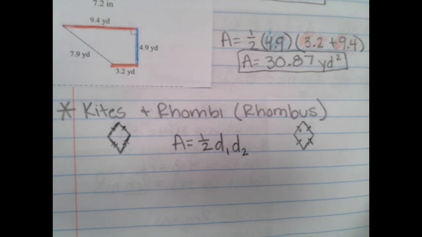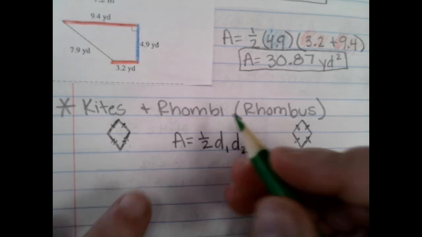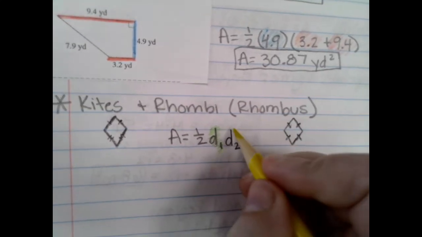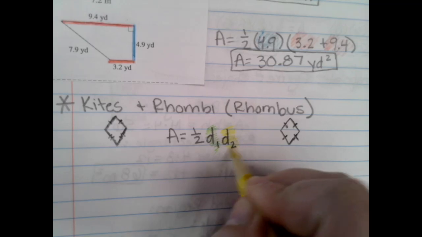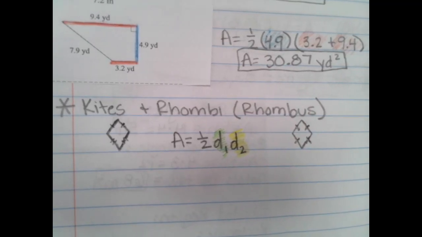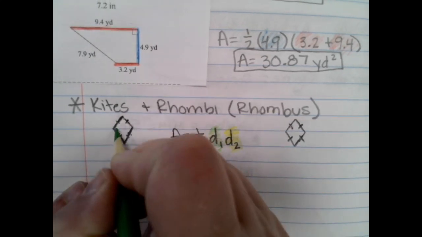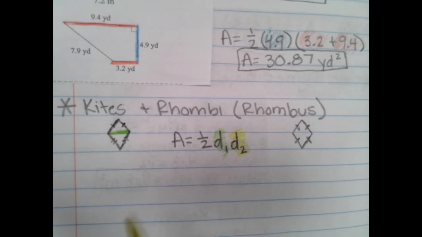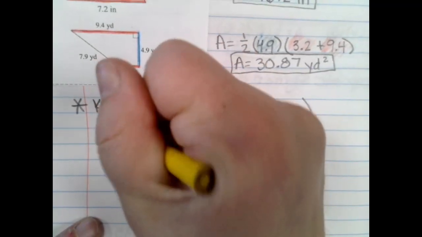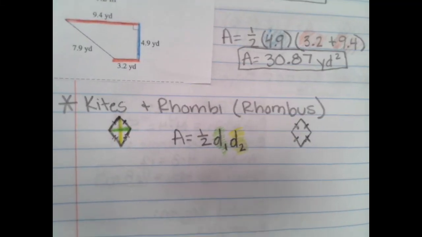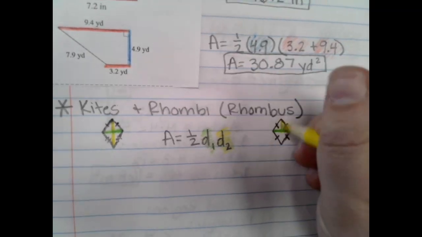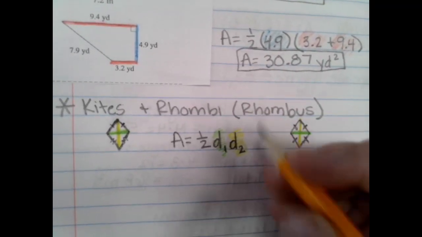I'm going to switch colors here because that's just what my brain tells me to do. You can use the same colors we were just using. I'm going to use green and yellow. So I have d1 and d2. If I take a look at that here in my kite, that would be going across this way and then across this way. If you're not using colors, you should at least draw those in. They connect corner to corner, so these are diagonals.